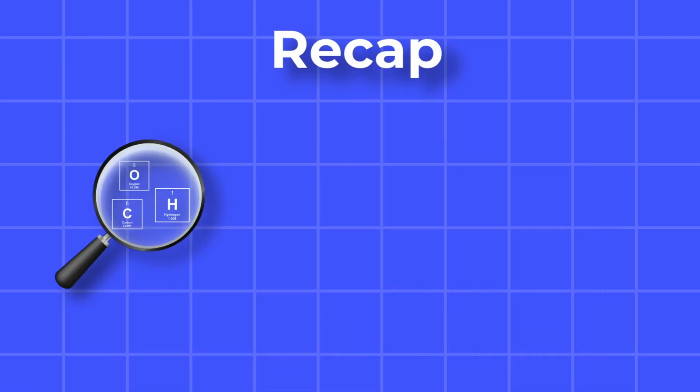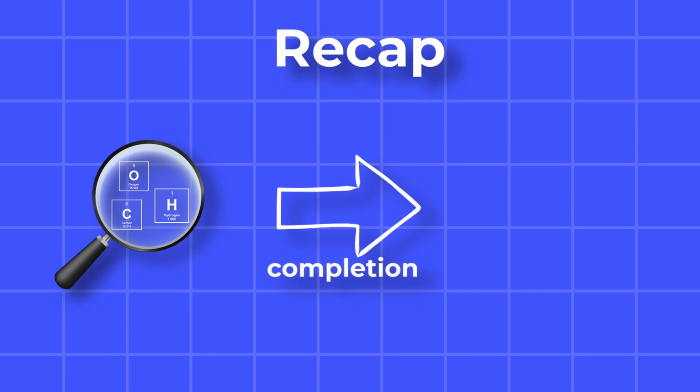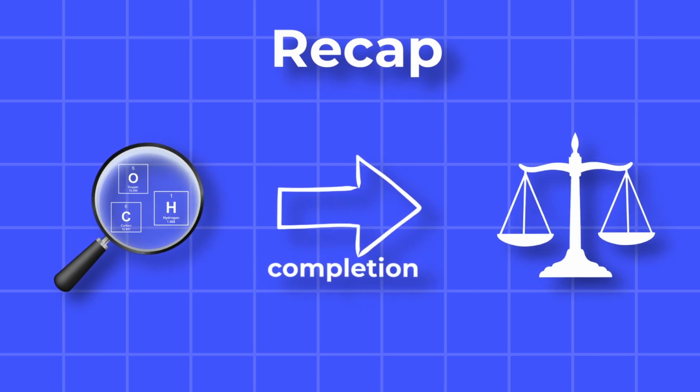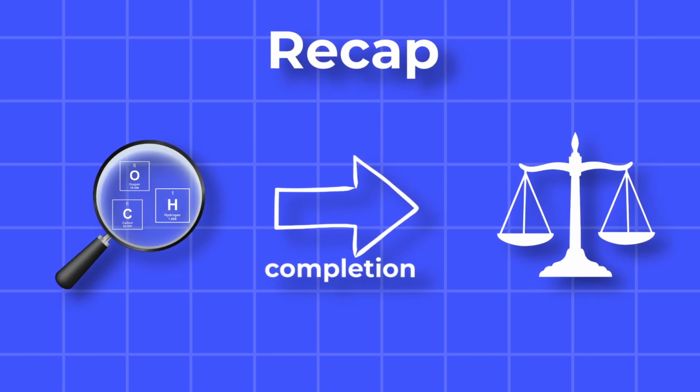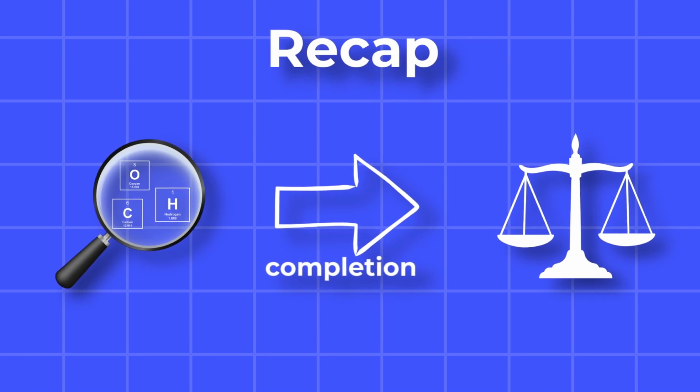Recap. List what is in the beaker. Decide whether anything goes all the way, and then choose the single equilibrium that dominates. Use a simple table only when you need numbers. With this playbook, you can navigate almost any acid-base problem.